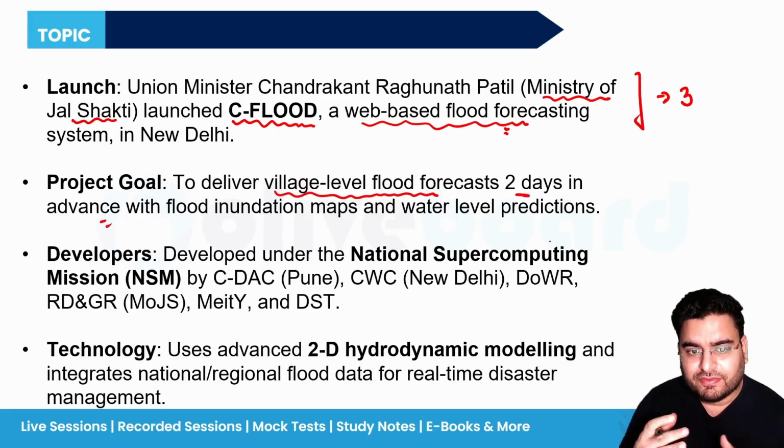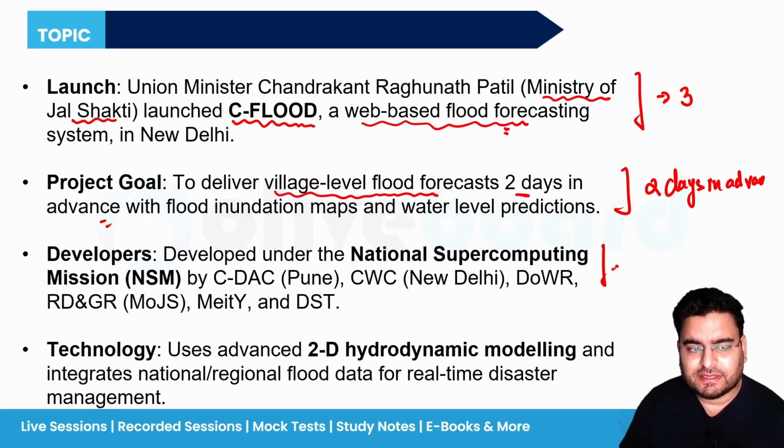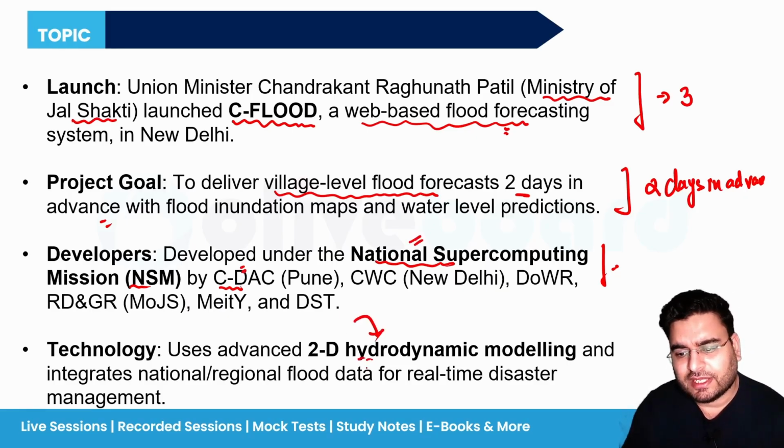Okay. See, flood is one of the most important causes of economic as well as livelihood loss. Okay. And in order to prevent that, if we forecast this 2 days in advance, we can protect a lot of money, we can protect a lot of lives and a lot of properties. Okay. So the objective is to provide flood forecasting 2 days in advance. Clear? And who are the developers? So developer is basically National Supercomputing Mission, which is by CDAC. National Supercomputing Mission, just remember this thing. And which technology it uses? It uses 2D hydrodynamic modeling.